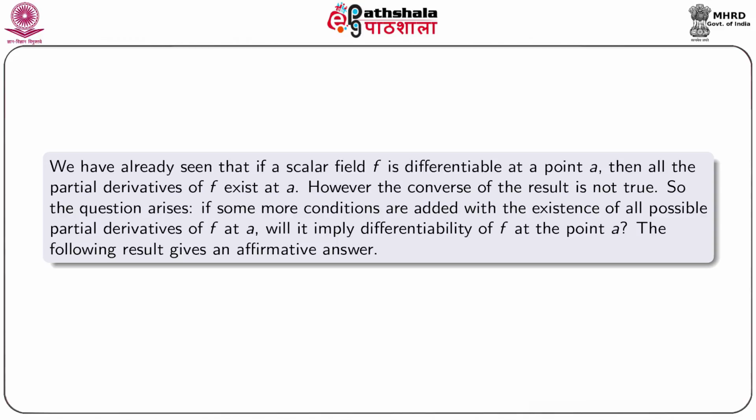We have already seen that if a scalar field f is differentiable at a point a, then all the partial derivatives of f exist at that point. However, the converse of this result is not true. We have cited this by some examples. So, naturally arises the question, if some more conditions are added with the existence of all possible partial derivatives of f at a, will it imply differentiability of f at the point a? In the following result, we give an affirmative answer.